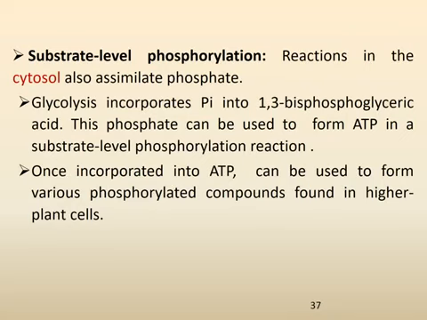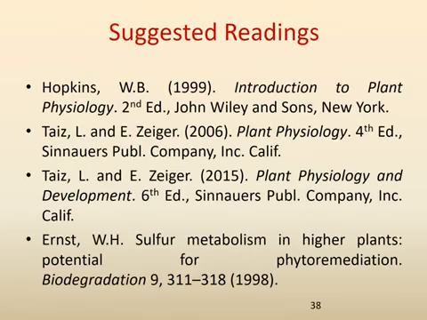Substrate-level phosphorylation. In addition to these reactions in mitochondria and chloroplasts, reactions in the cytosol also assimilate phosphate. Glycolysis incorporates inorganic phosphate into 1,3-bisphosphoglyceric acid, forming a high-energy acyl phosphate group. This phosphate can be donated to ADP to form ATP in a substrate-level phosphorylation reaction. Once incorporated into ATP, the phosphate group may be transferred via many different reactions to form the various phosphorylated compounds found in higher plant cells.